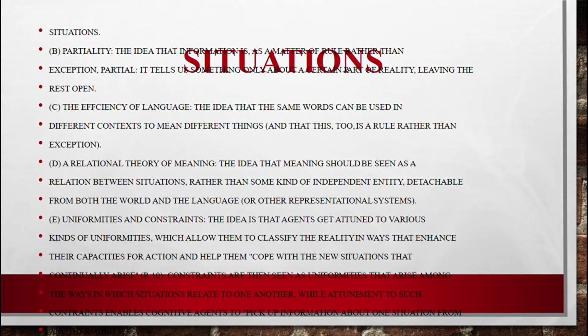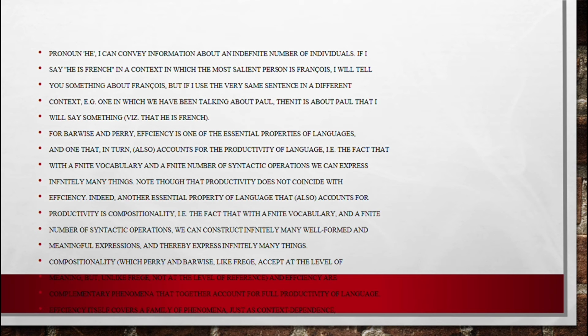Okay, next. The pronoun "he" can convey information about an indefinite number of individuals. If I say "he's French" in a context in which the most salient person is Francois, I will tell you something about Francois. But if I use the very same sentence in a different context, e.g., one in which we have been talking about Paul, then it is about Paul that it will say that he's French.